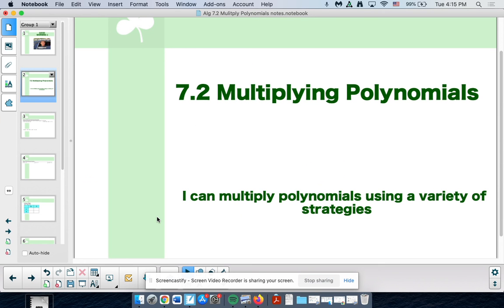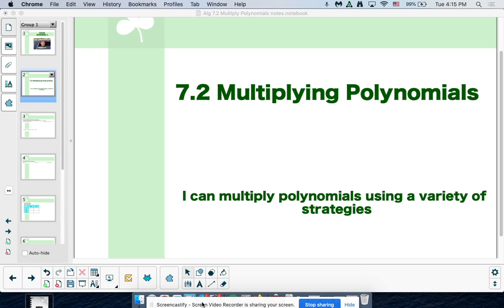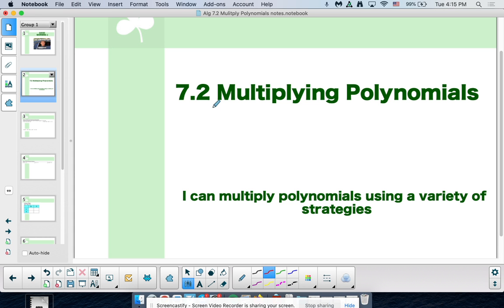Hello, everybody. So we are moving on with our chapter on polynomials. Up until this point, you have been able to classify them by naming them, giving them a first and last name, like a quadratic trinomial. And then you simplified expressions by adding and subtracting them. So now the next logical thing we're going to do is multiply our polynomials.